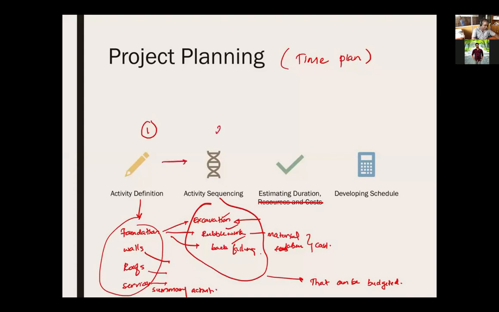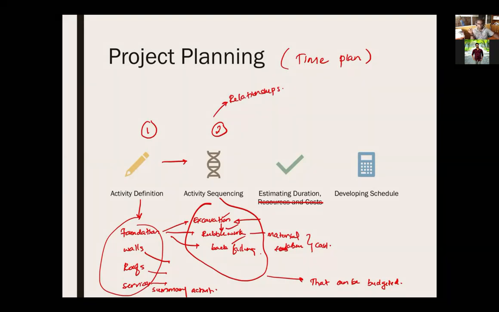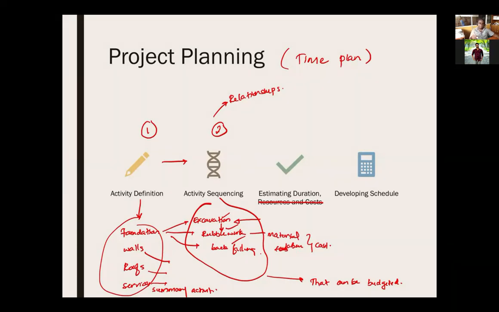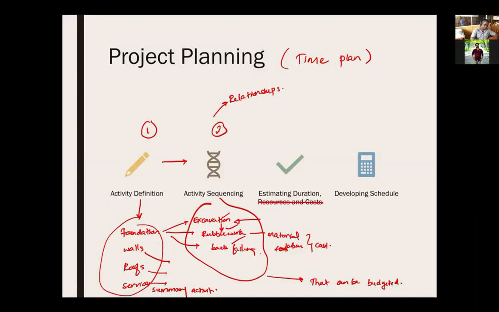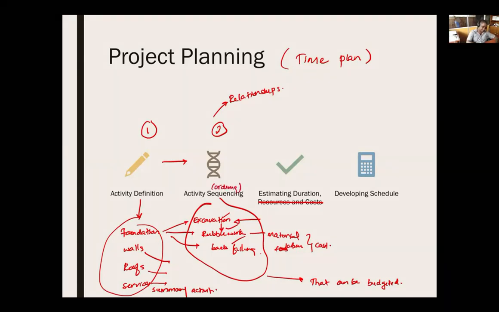Then we have to sequence the activities at the second stage. We're going to discuss this today in examples, you will understand better. Since we have activities, rubble work has to be done after excavation. So we have to have an understanding of relationships here. What has to be done after what? Now we can't build a roof without the foundation, without the walls, without the superstructure. So sequencing is what activity has to be done after what, that has to be known. The order of activities. Sequencing or ordering. Preparing an order.